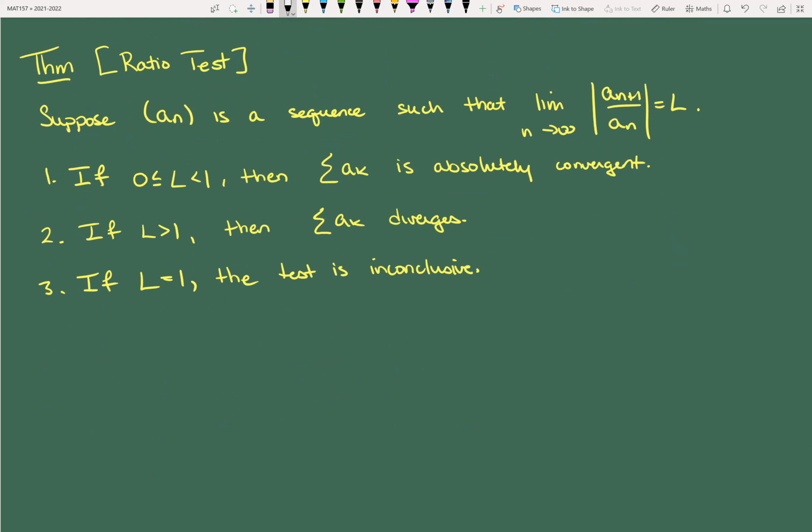Now, can anyone tell me, what does this look like? What else do we know of where if something is between 0 and 1, it converges, and if it's bigger than 1, then it diverges? What sort of series does that remind you of? We've only learned about so many series. You got some sort of number here. If that number is between 0 and 1, it converges. If it's bigger than 1, it diverges. Does that remind anyone of anything?